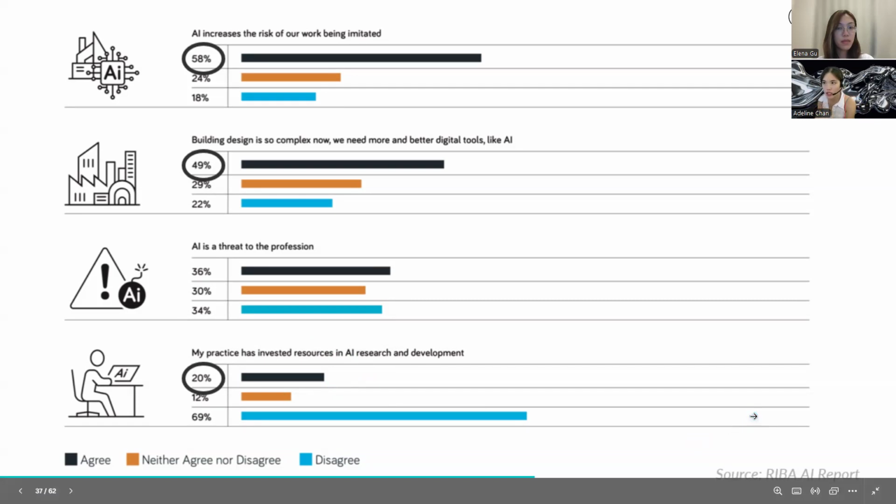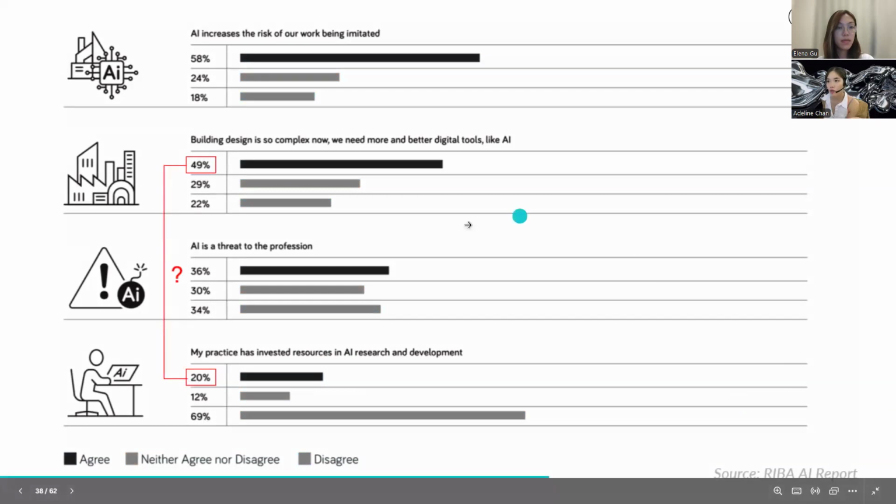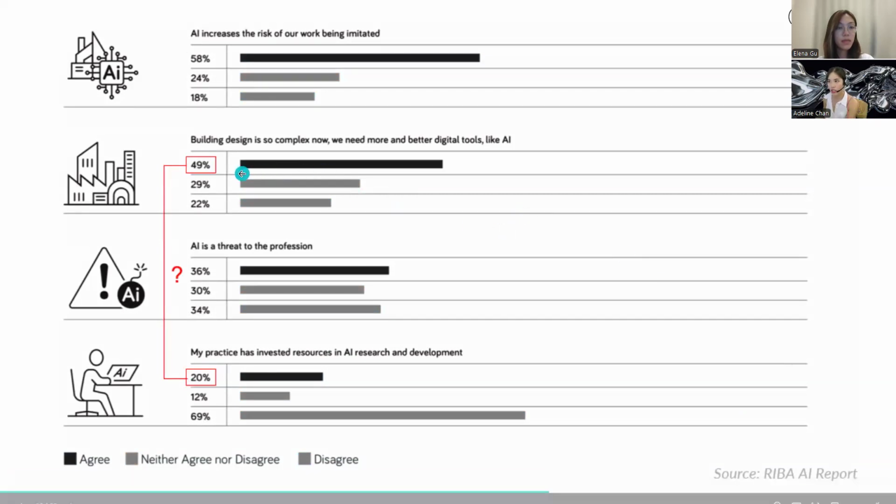So when I looked at this, I immediately thought something's a bit off, because they don't line up, and I'll explain why. How come almost 50% of interviewed architects believed that they need better tools like AI, but only 20% had mentioned that their practices are investing into R&D? What I mean is they know they need it, but they're not investing their resources into it.